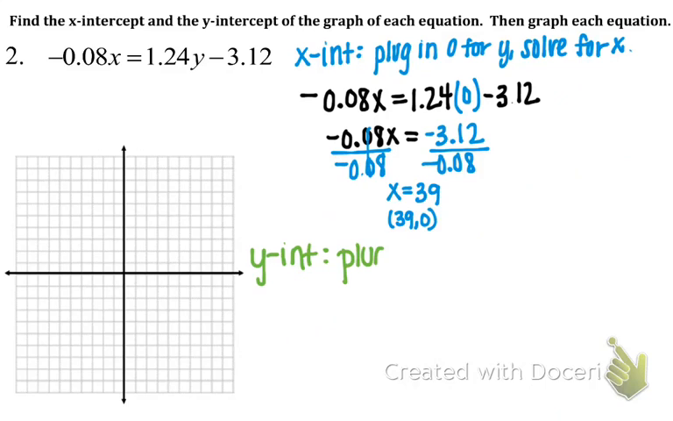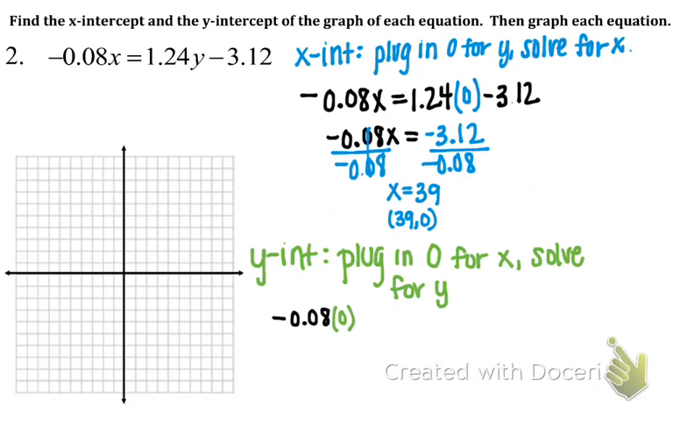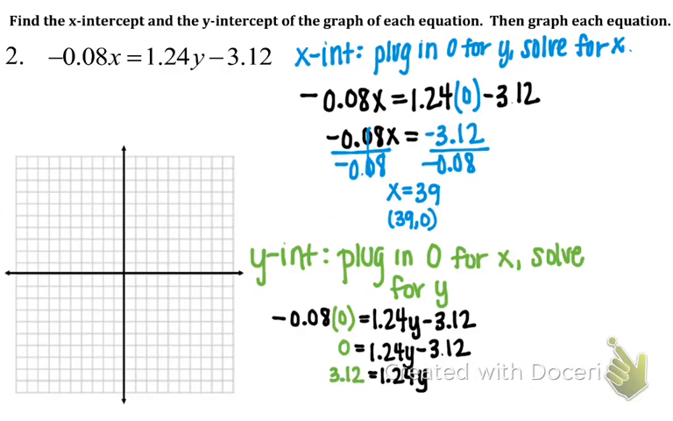Now for my y-intercept, I'm going to plug in 0 for x and then solve for y. So negative 0.08 times 0 is equal to 1.24y minus 3.12. Negative 0.08 times 0 is 0, so I have 0 on the left-hand side. I'll need to move my constant of 3.12 over to the left, so I have positive 3.12, which is equal to 1.24y. Divide by 1.24 on both sides, and I'm left with y is equal to 2.52. So since we are graphing, it is appropriate to leave this intercept in decimal form, especially since our original equation was in decimals. So now I can write this as a point at (0, 2.52).